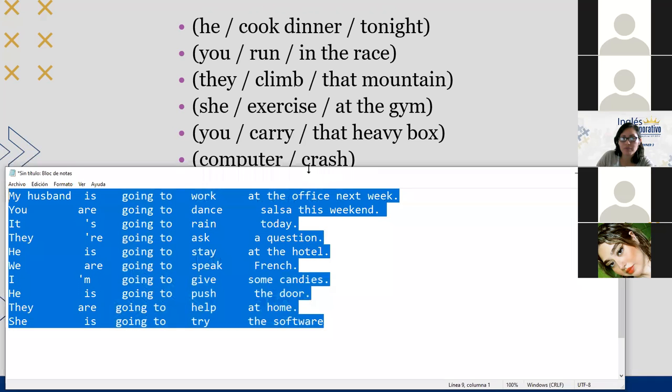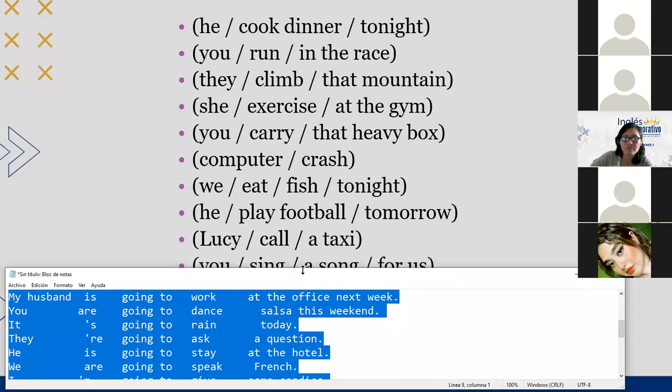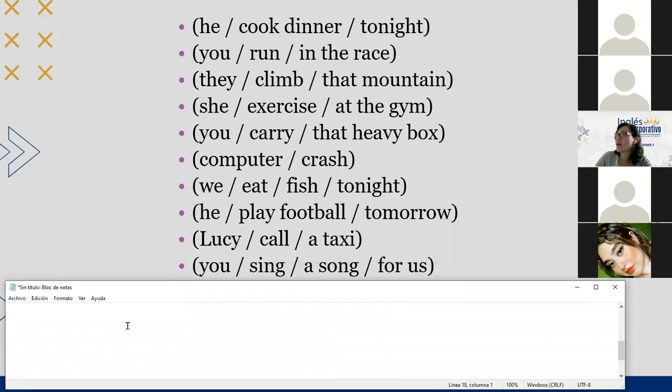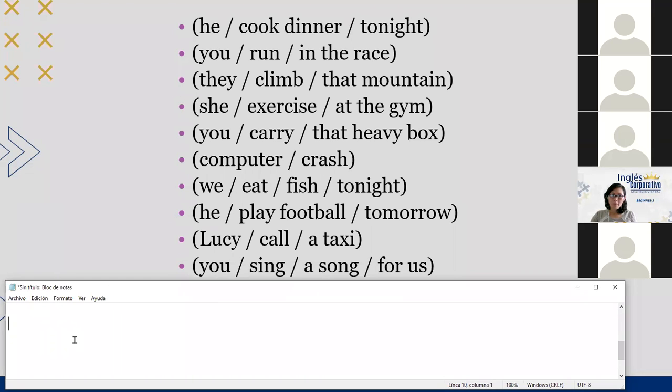¿Quién quiere participar? Teresa. Okay. She's going to cook dinner tonight. Muy bien. She is going to cook dinner tonight, right? Excellent. Anita?